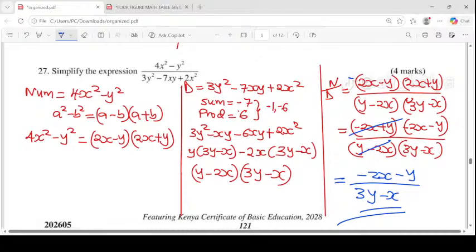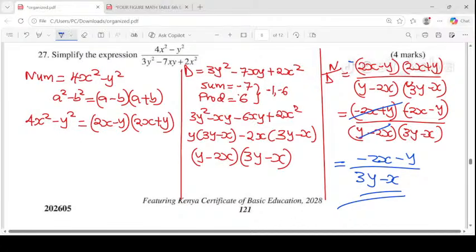I want you to take note of how I introduce the negative. I introduce the negative to make those values the same. That is the reason why I introduced the negative. I want you to be very smart and exactly understand what is happening in these particular questions.